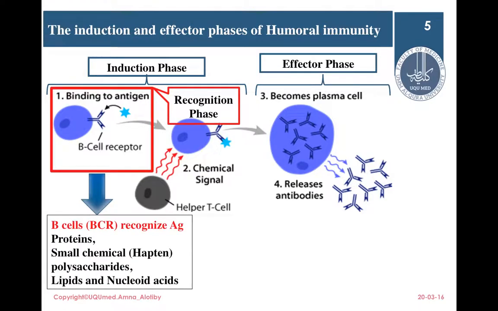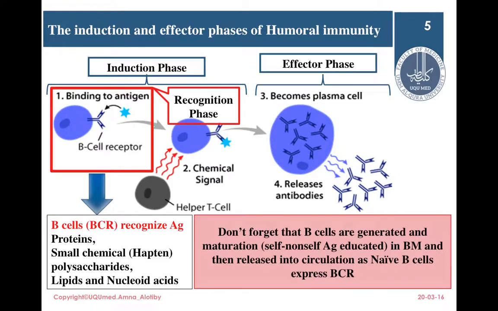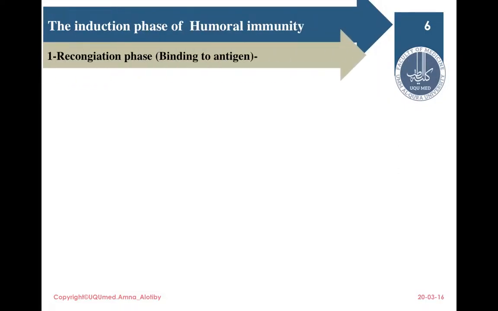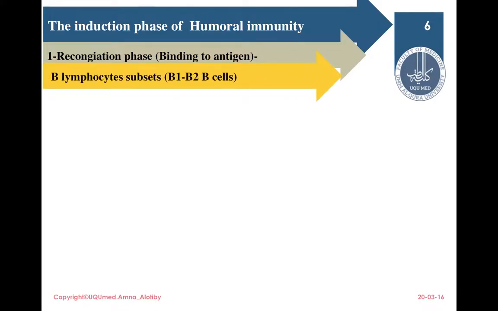B cells can recognize antigens as proteins, and they can recognize small chemicals or haptens, polysaccharides, lipids, and nucleic acids. Don't forget that B cells are generated and matured in the bone marrow and then released into the circulation as naive B cells that express B cell receptors. If we look at the details of the recognition phase, that is, binding of the antigen to the B cell receptors, it's different for the different B cell lymphocyte subsets.